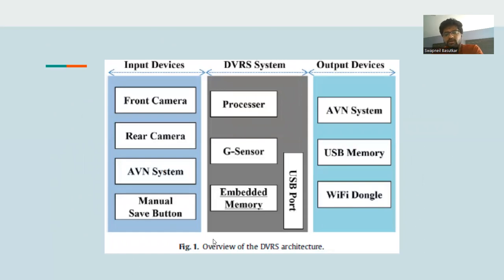So if you see this diagram, it is an overview of the overall DVRS architecture. The input devices are the front camera, rear camera, AVN system, and the manual save button. AVN is audio video navigation. And then there's the output device of the AVN system, USB memory or Wi-Fi dongle. That's how the output is provided. And then there is the DVRS system which lies in between, which has a processor, G sensor, embedded memory, eMMC, and USB port. This is the architecture of DVRS.